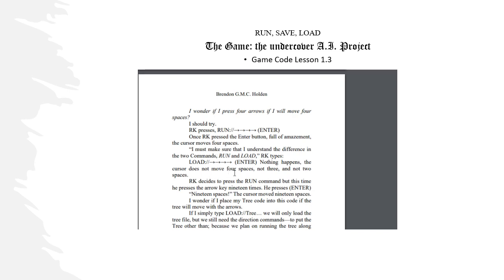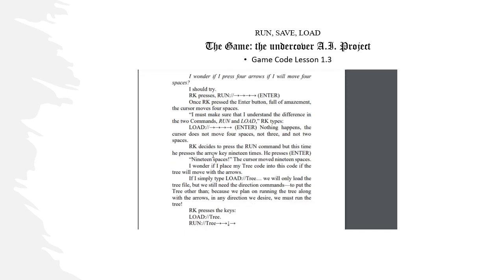Nothing happens. The cursor does not move 4 spaces, not 3, not 2 spaces. Okay decides to press run command, but this time he presses the arrow key 19 times. He presses enter, 19 spaces. The cursor moved 19 spaces. Wonder if I place my tree code into this code, if the tree will move with the arrows. If I simply type load tree, we will only load the tree file, but we will still need the direction commands to put the tree, because we plan on running the tree along with the arrows in any direction we desire. We must run the tree.